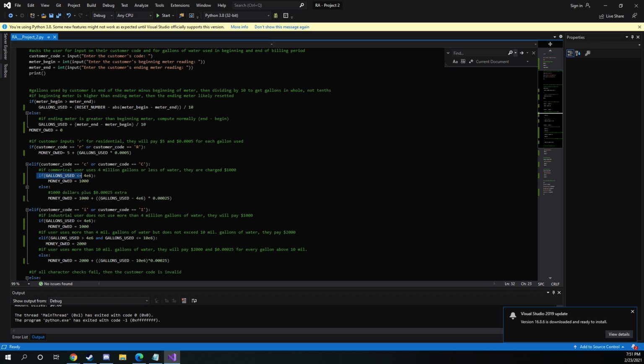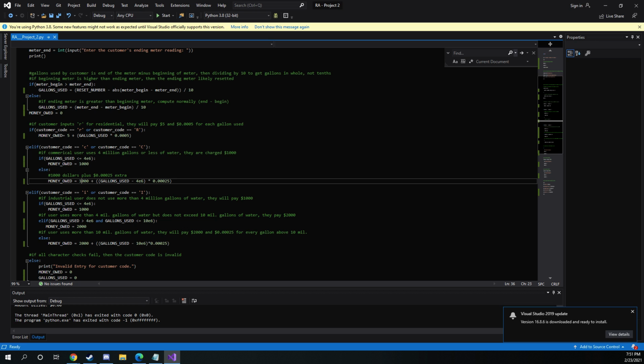So in the commercial branch, we check if the commercial user used 4 million gallons of water or less, then they're just going to have a fee of $1,000. So if they use 1 gallon of water, then it's $1,000. If it's 4 million gallons of water, it's still $1,000. But if they use something greater than 4 million, then they're going to owe $1,000 plus $0.0025 for each additional gallon they used above the 4 million. That's how much they're going to owe.